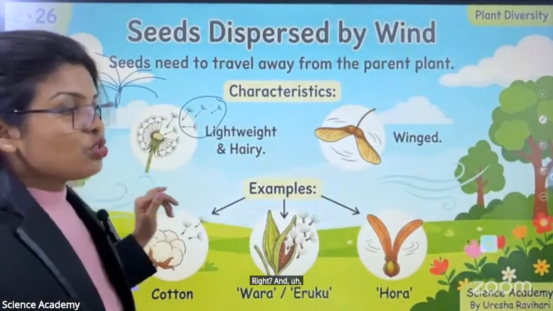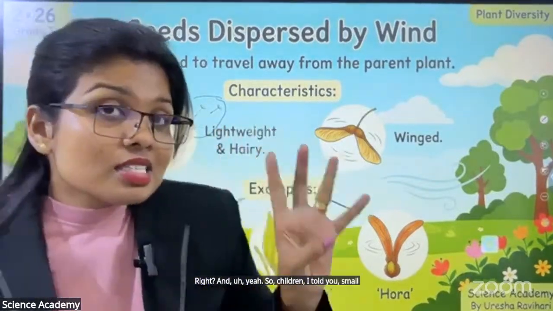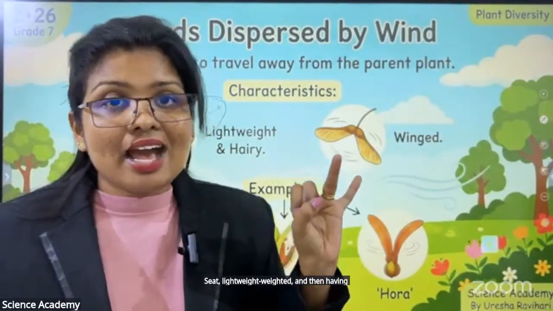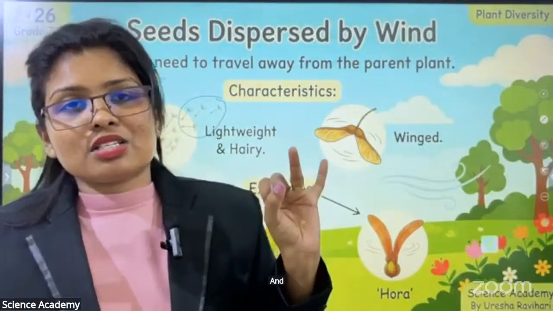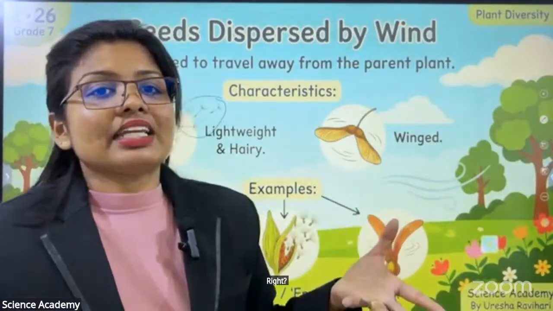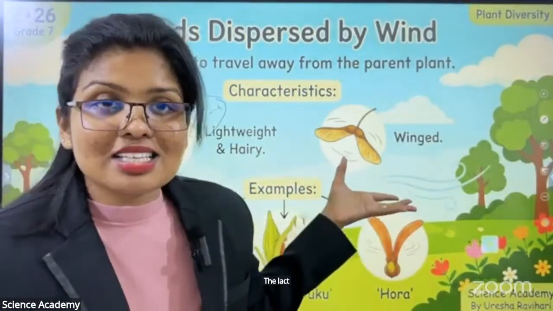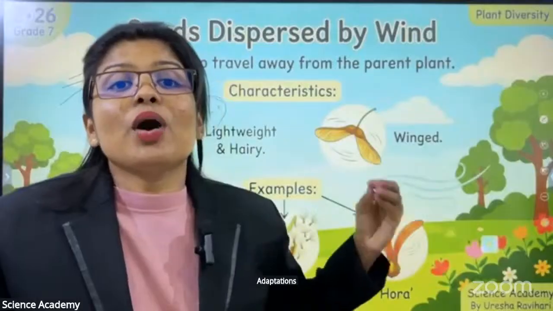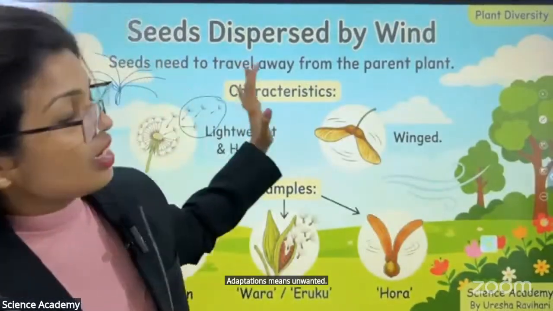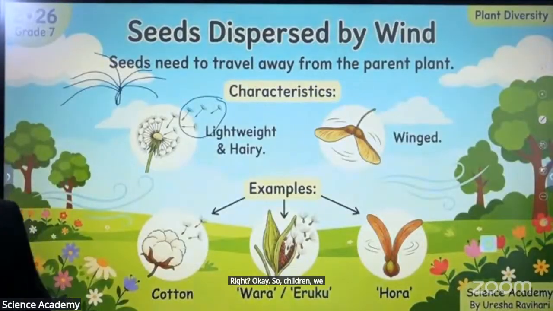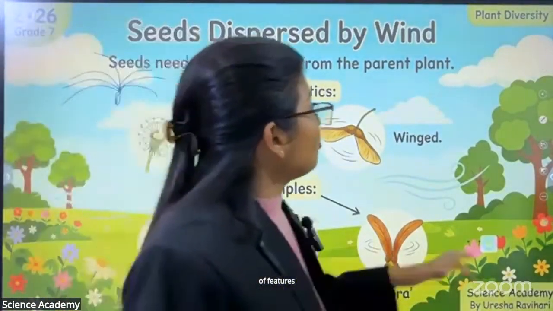And so children, I told you: small seeds, light weighted, the presence of hairs, and the presence of wings of the seeds. We can get the adaptation of the seeds which are dispersed by wind. Adaptations means අනුවර්තන. සුළංගින් ප්‍රචාරණය වන ව්‍යාප්ත වන බීජවල අනුවර්තන නැත්නම් හැඩගැසීම්. Right? Okay. So children, we discussed these features also.